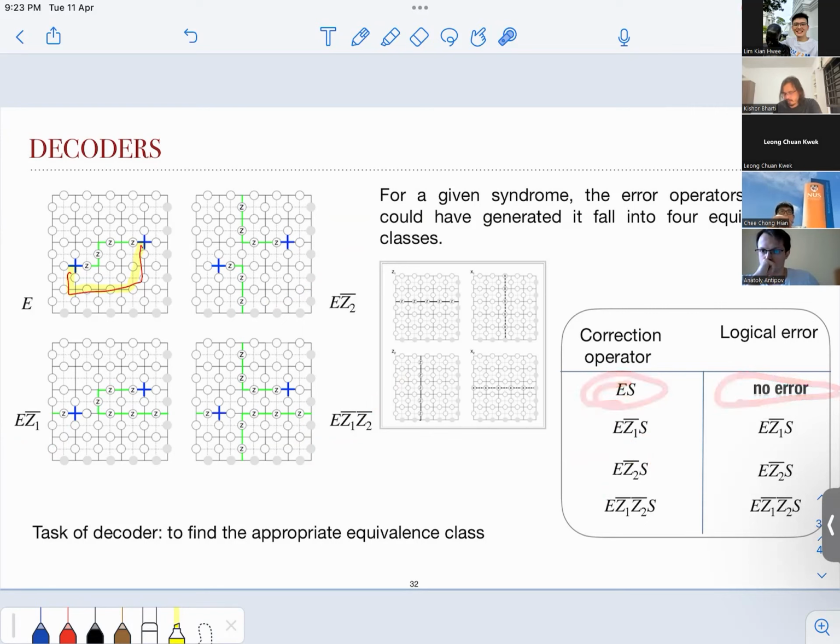But if you apply anything, oh sorry, I think it's wrong here. Yeah, so in these cases, you will end up applying Z error, Z2 error, and Z1 times Z2 error. So there are these equivalence classes, which are defined as equivalence up to multiplication by a stabilizer. And there are 4 equivalence classes. And the task of the decoder is to find the appropriate equivalence class given the syndrome.